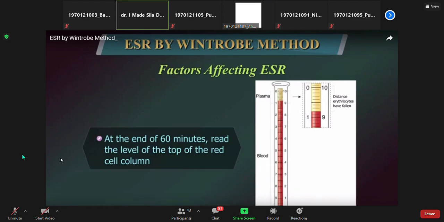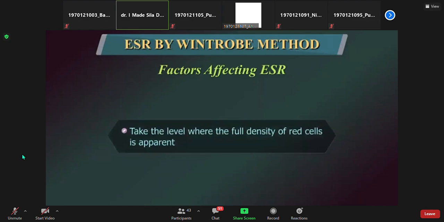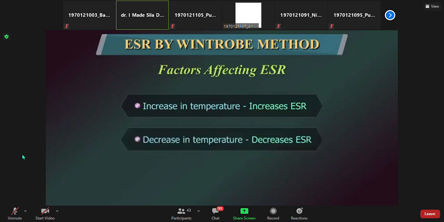The Winthrop tube has two scales. Use the scale that starts at 0 at the top. The ESR is read as the rate of fall of the red cells in millimeters per hour. If the line of demarcation between the red cells and the plasma is hazy, take the level where the full density of red cells is first apparent. An increase in temperature increases the ESR. A decrease decreases ESR.